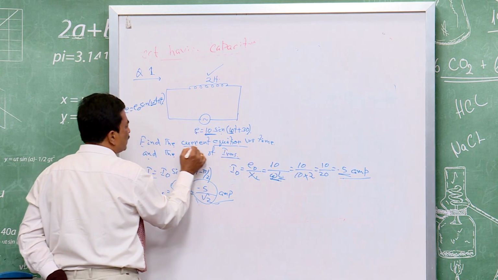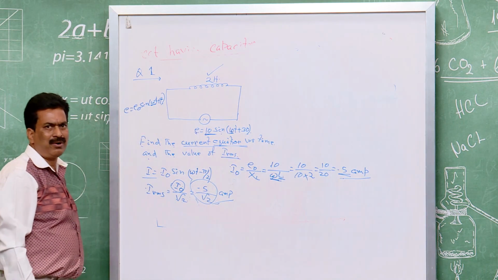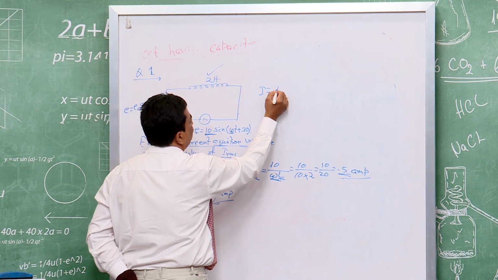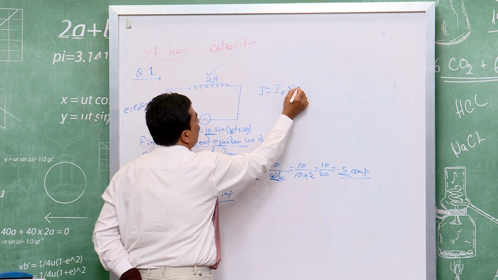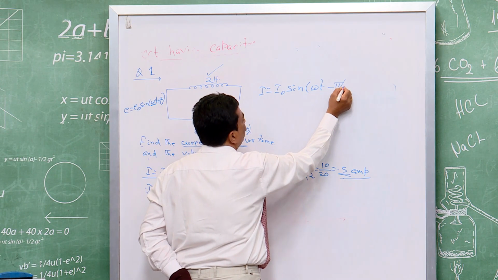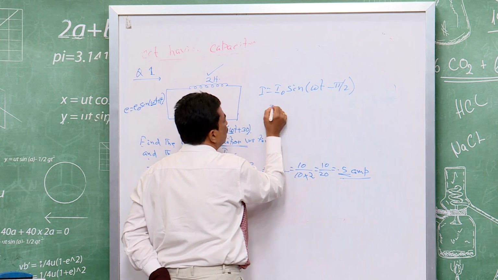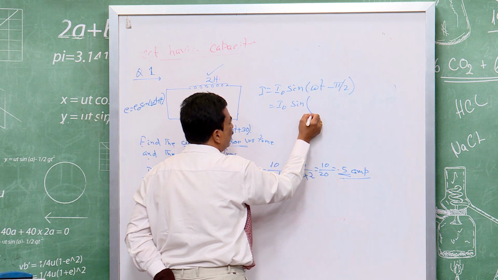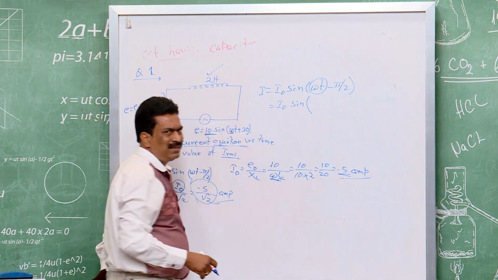But the first part is to find the current equation. For the circuit having the inductor, the current equation is I equals I0 sin(omega t minus pi by 2). So this is I0 sin omega t, what was it?